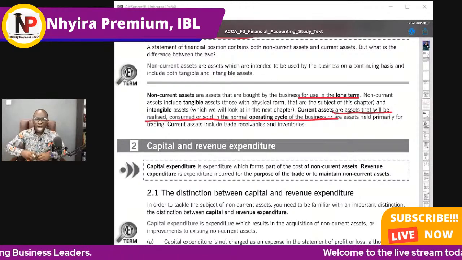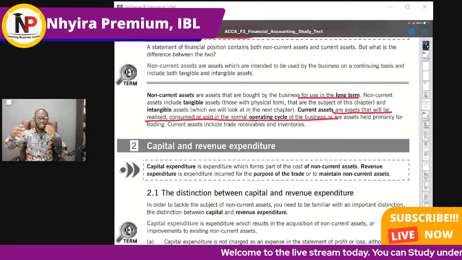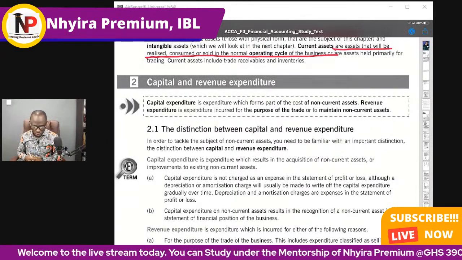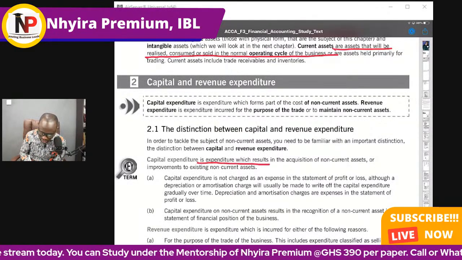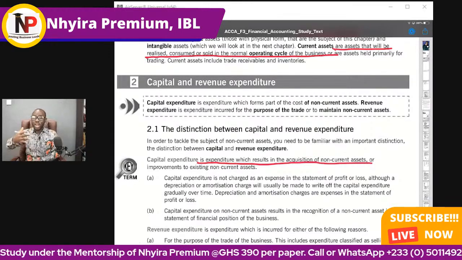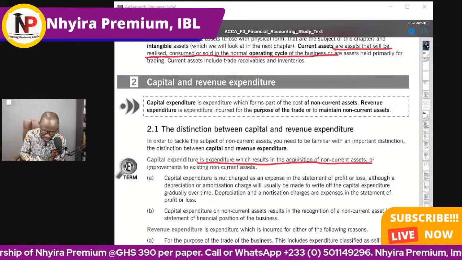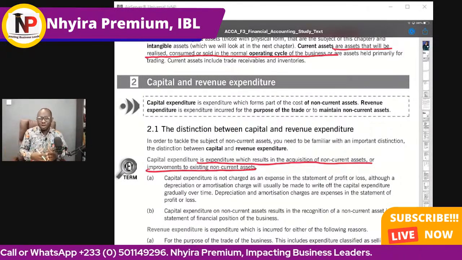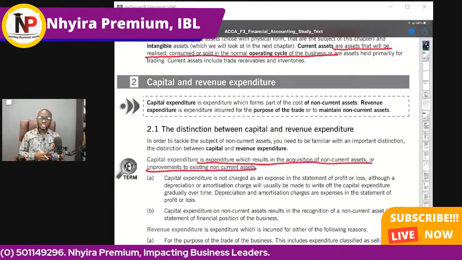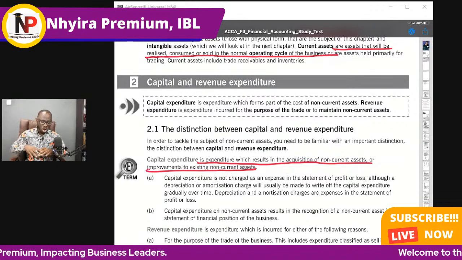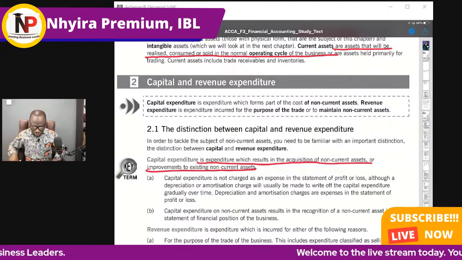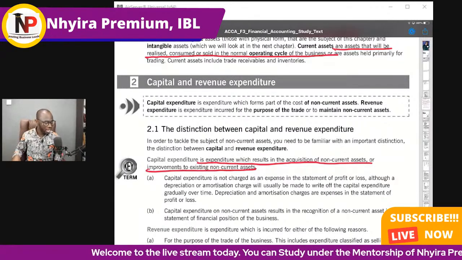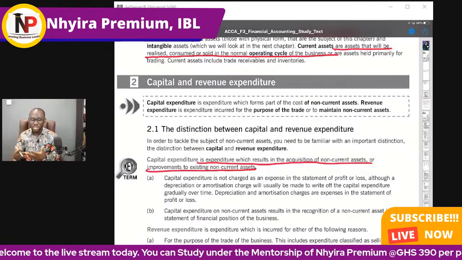All right, so acquisition of non-current assets is a capital consumption or capital assets in that case. For that reason, we said that capital expenditure is expenditure which results in the acquisition of non-current assets or improvements to existing non-current assets. So maybe we are acquiring non-current assets, that is a capital expenditure, or we are improving an existing non-current asset, that will also be regarded as a capital expenditure.